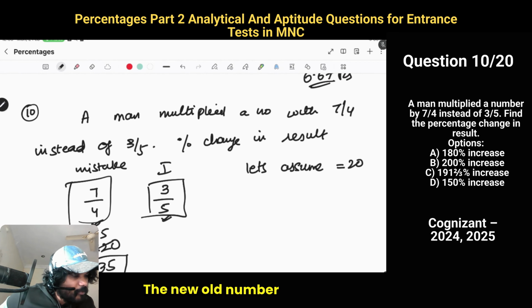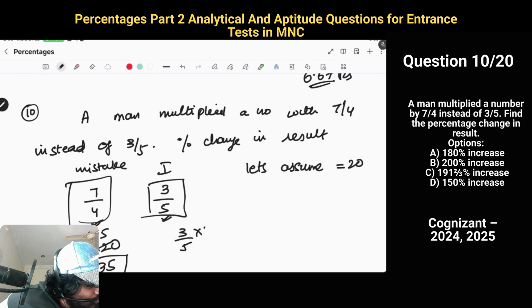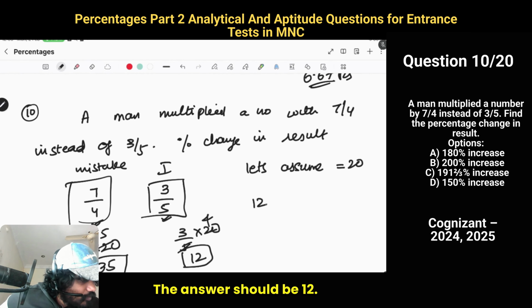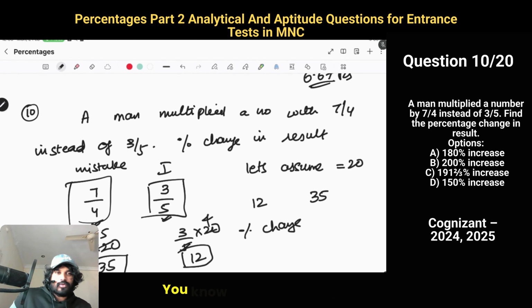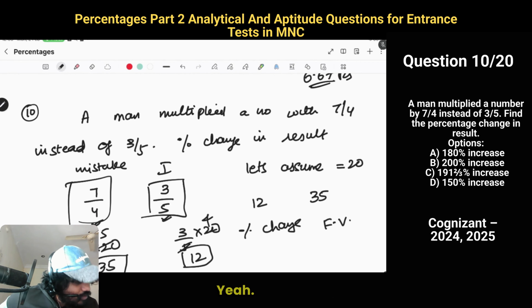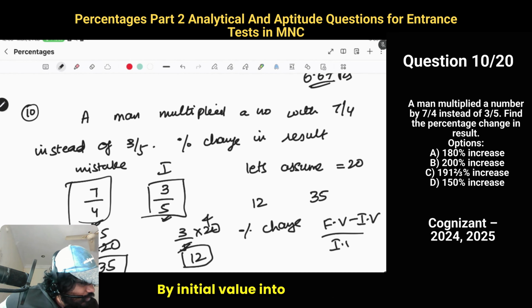The correct answer should be 3 by 5 into 20, that is 12. The answer should be 12, but he got 35. What is the percentage change? You know the answer. Final value minus initial value by initial value into 100.